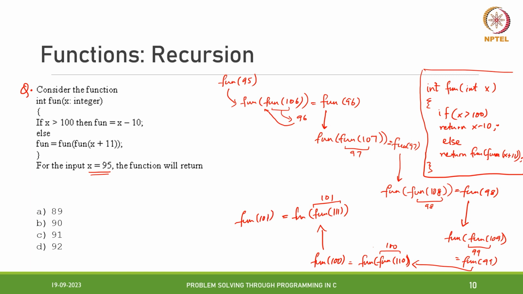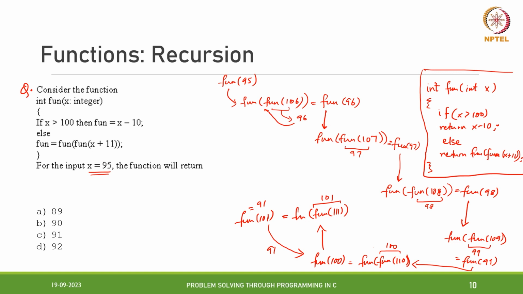So what is fun of 101? Fun of 101 is 91, right? So this will return 91 where? It will return 91 to the function that called it, that was fun of 100. So this entire value, this fun of 111, came out to be 91. That 91 value will go where? 91 will go to fun of 100, which called this fun of 111.